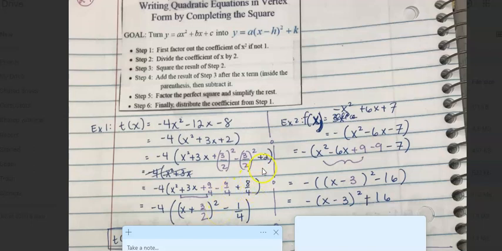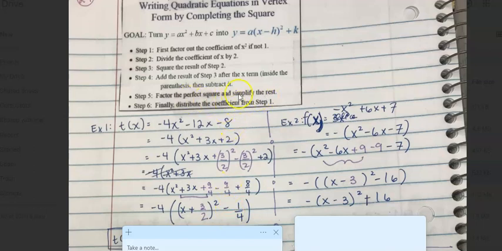You'll notice at the same time I took this 2 in the parentheses and I actually went ahead and made that into a common denominator with the 9/4. So 2 becomes 8/4. Then I'm going to add my 8/4 and negative 9/4 to get minus 1/4. So that takes care of step 5.